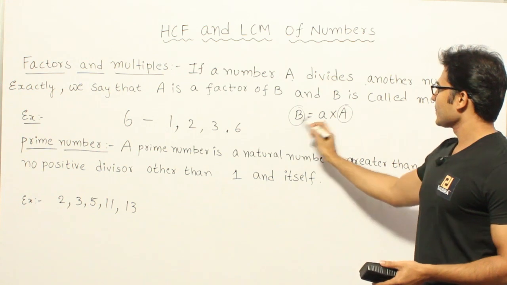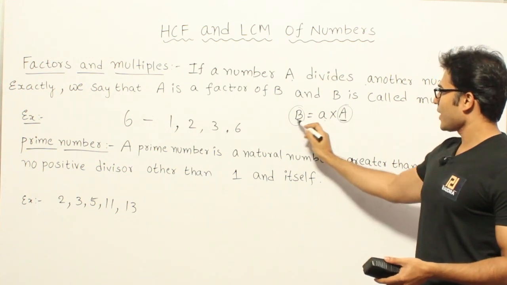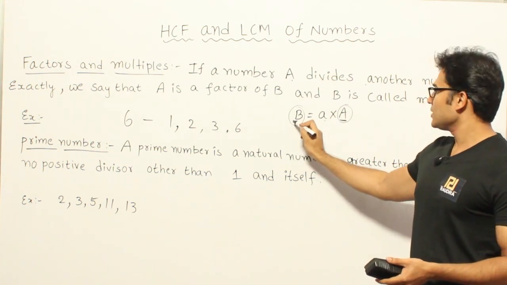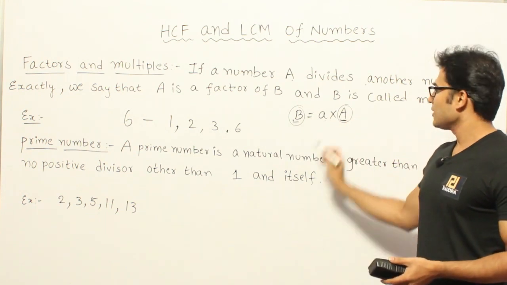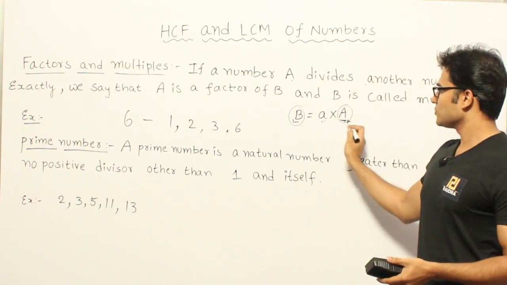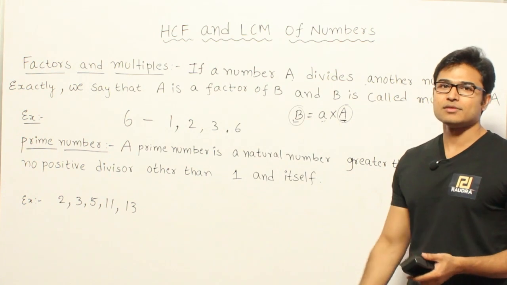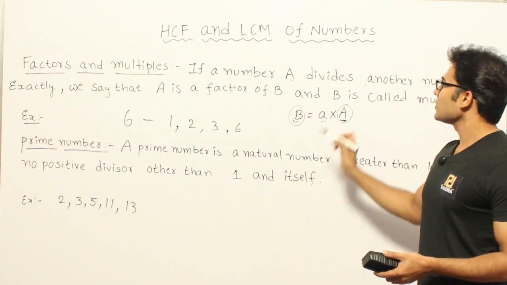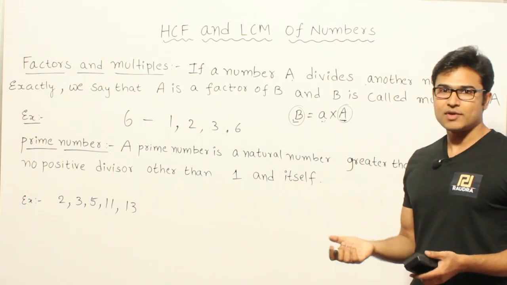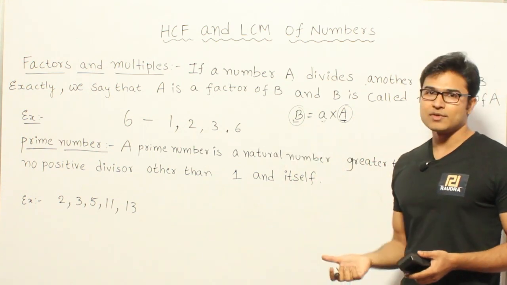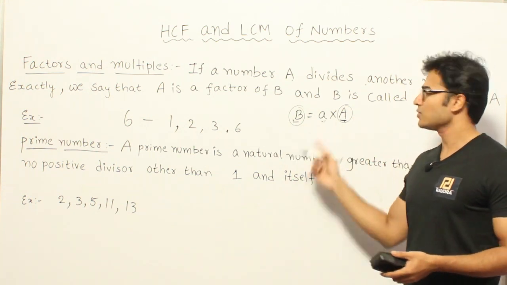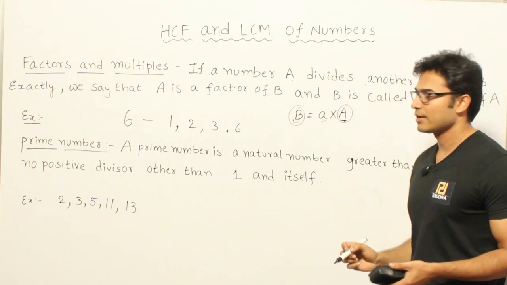Now if you see this, capital A is a factor of B and B is a multiple of A, right? And these two, even small a and capital A, are also called factors of B. Got it? And also one more term is the divisor. Whenever a number divides the other number evenly, then it is called a divisor. So A is a divisor of B.